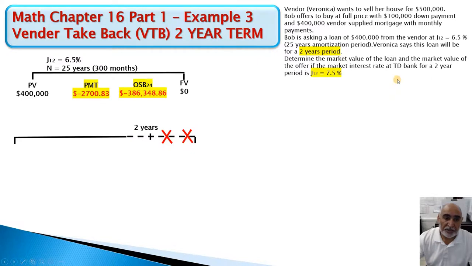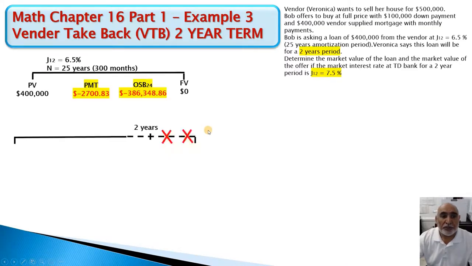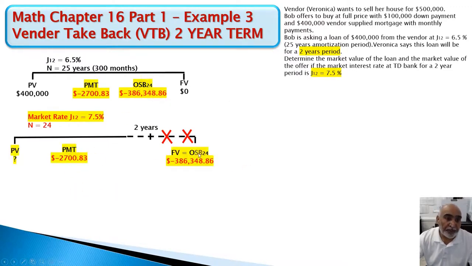So we get from here the rate. The rate, market rate, J12, 7.5. And now the time period is 2 years, 24 months. And we are going to bring from this diagram the payment and the OSB 12, the OSB, which is a negative number. So we're looking for a PV, new PV. New PV is your market value of the loan.